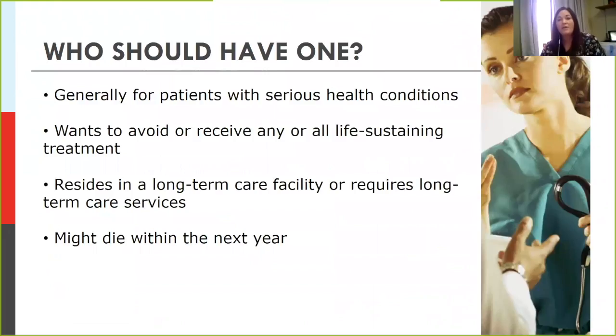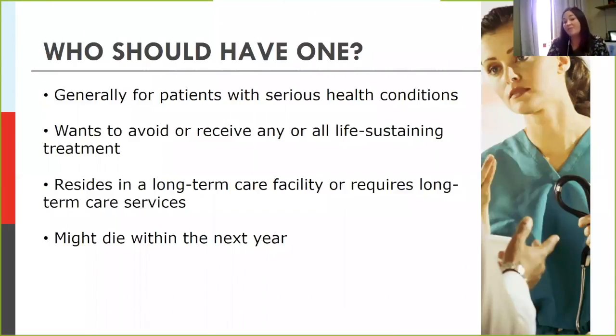But really, when we talk about advanced directives being for anyone, and being for people who are not living with chronic illness, right? Because I certainly advocate for people of all ages to think about, have conversations, and do their advanced directives. The POLST, or the TPOPP, on the other hand, is generally for patients with serious health conditions, right? Because it's a medical order, these are for people who are living with chronic illness, and they want to avoid or receive any or all life-sustaining treatment. So they've thought about their wishes, they've completed their advanced directives, and then they really want something that will protect them.